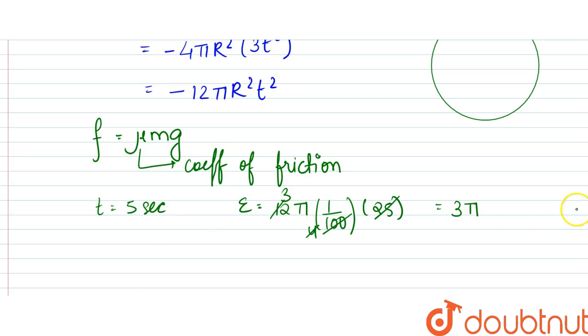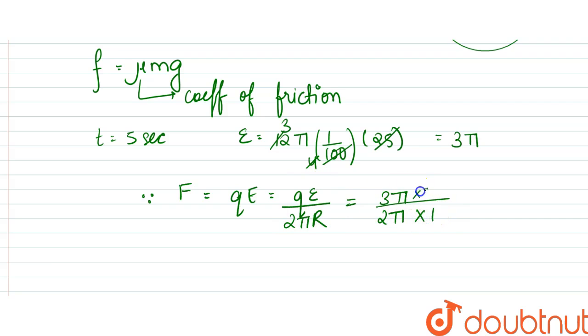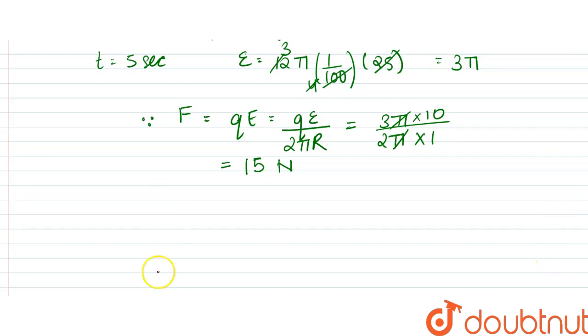Now from here, since the force on the ring would be equal to QE, which is equal to Q times EMF by 2 pi R. So that would be equal to 3 pi by 2 pi into 1 by 10. So pi would get cancelled. So from here we would get this to be equal to 10, 5 3s are 15 newtons, right? Which would be equal to mu mg. So mu mg would be equal to 15.